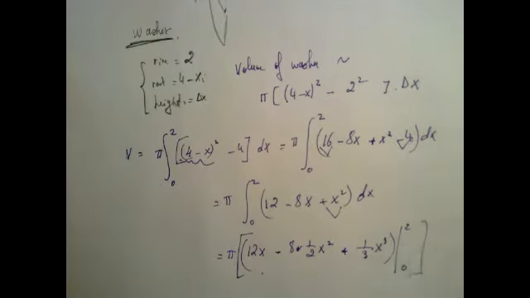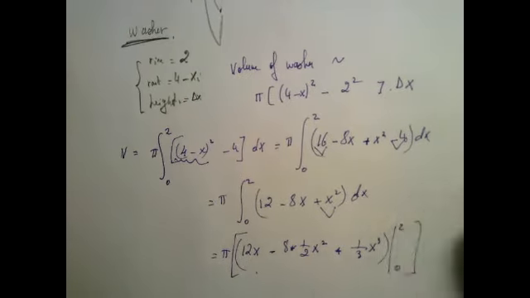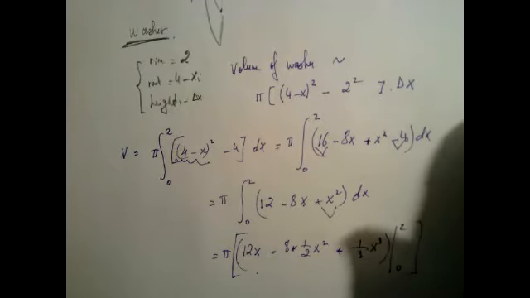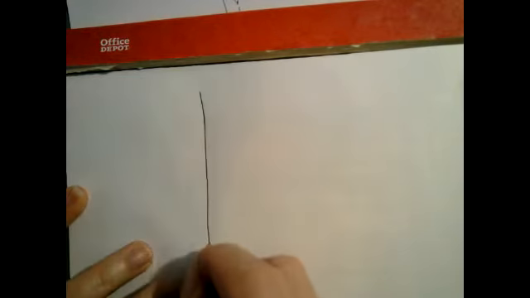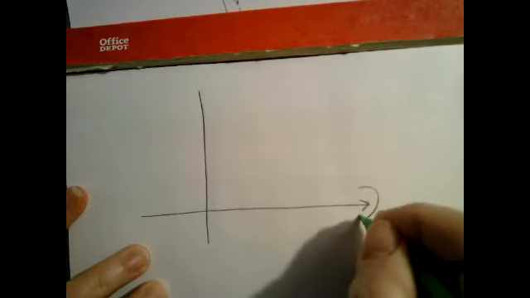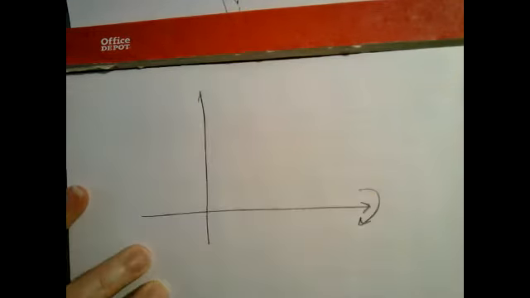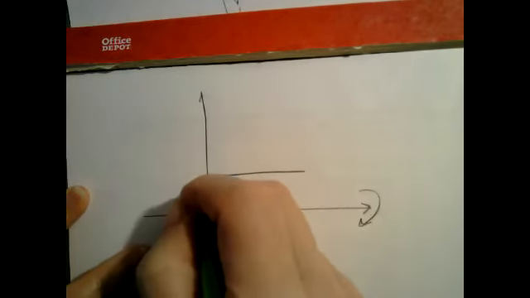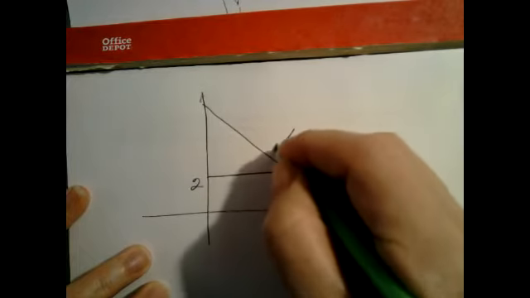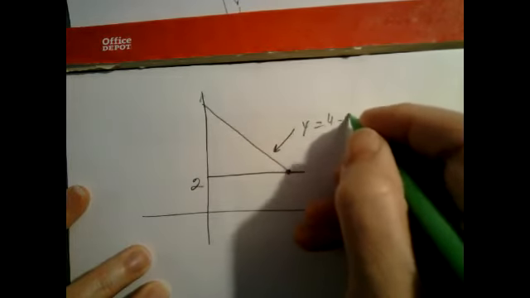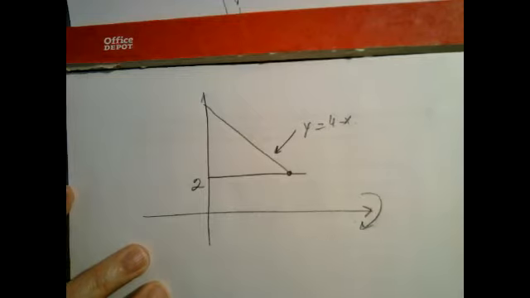Now, let's say I want to do it using the shell method. Why not? I think this is easy either way. So let's do it using the shell method just to practice both. So it's the same region. This is my line, y equals 2. And this is y equals 4 minus x. And we're rotating around the x-axis.